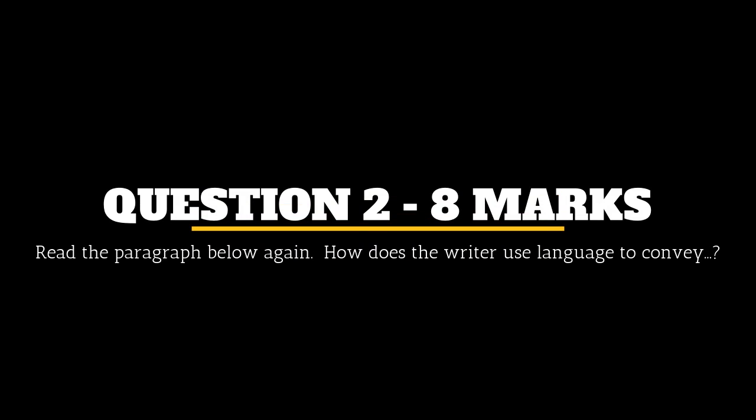Question 2 is the first of the 8-mark questions. And the key here is working out what the writer is trying to do and what language they are using to do that. So the first thing you need to do in the exam is to try and work out what is going on in the text, but also what tone is the writer trying to create.